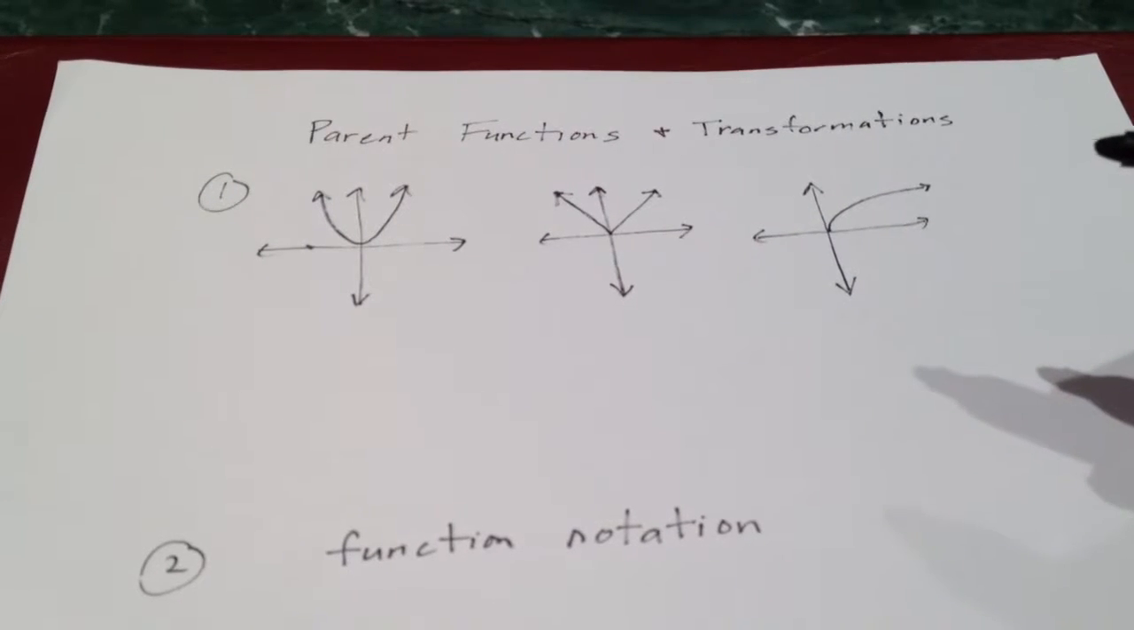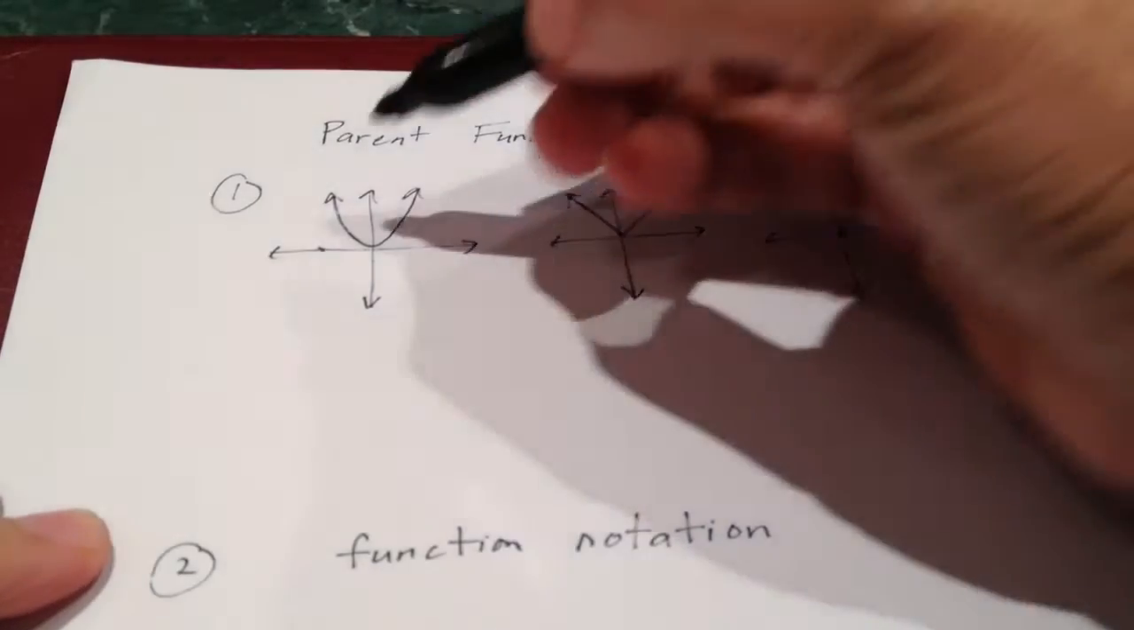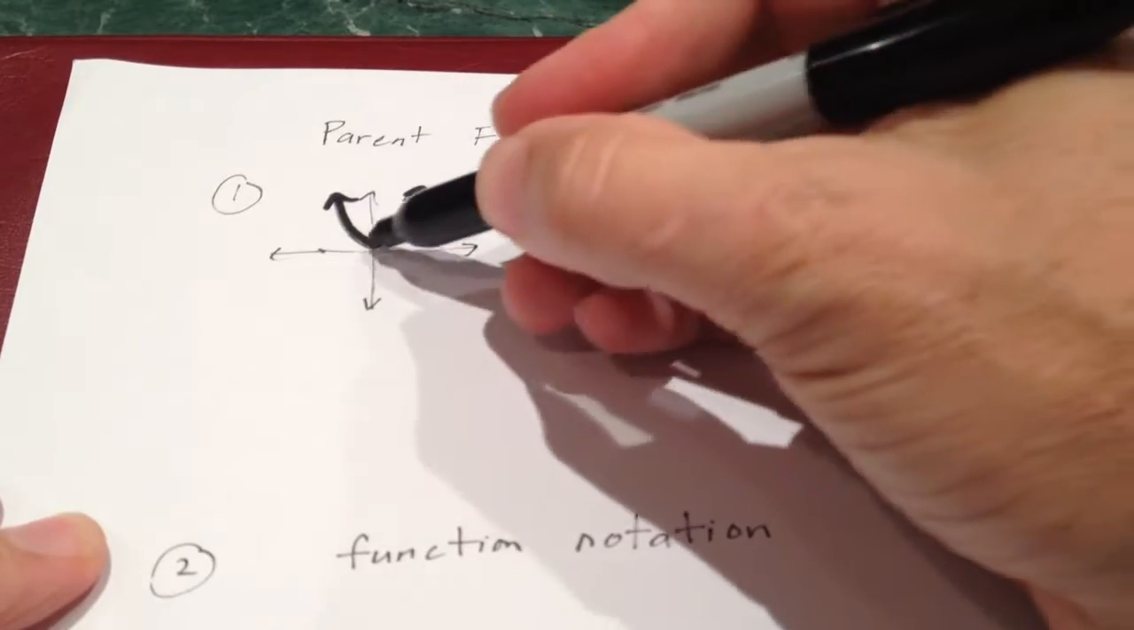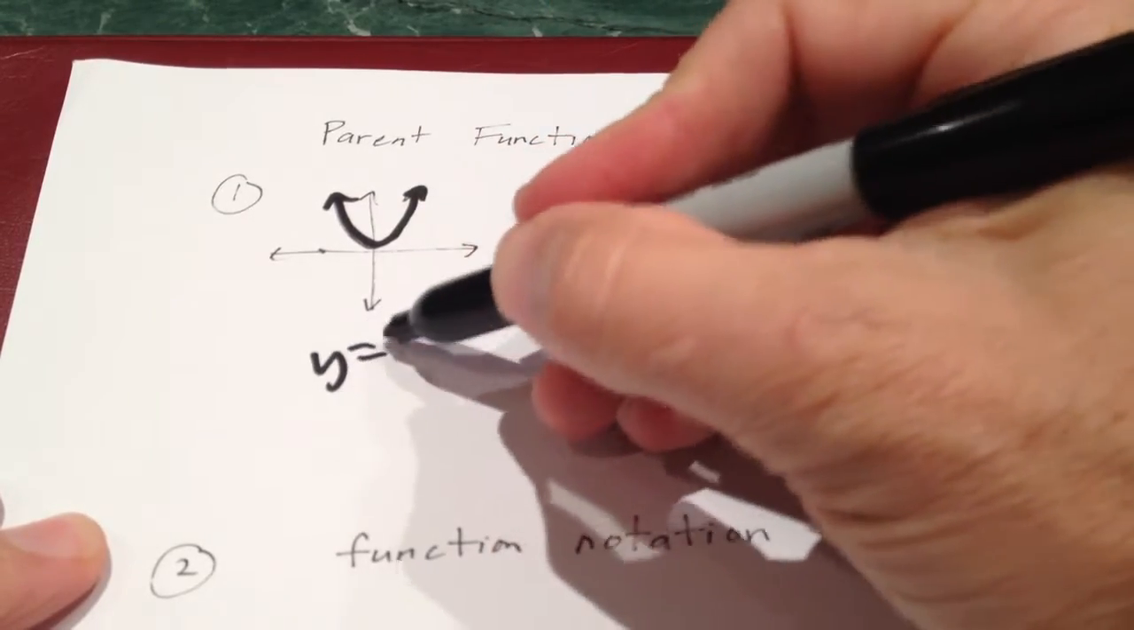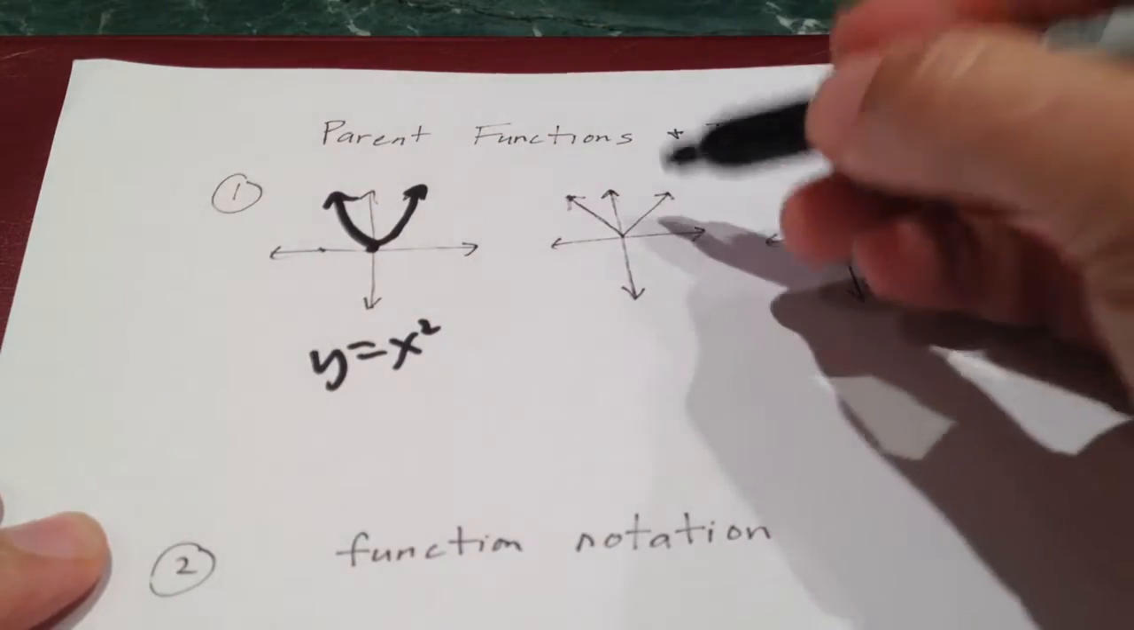Welcome. We're going to talk about parent functions and transformations. Hopefully you recognize all three of these. The first one being the quadratic. This is the parent function that is y equals x squared and goes through 0, 0. So it's supposed to be on the vertex there.